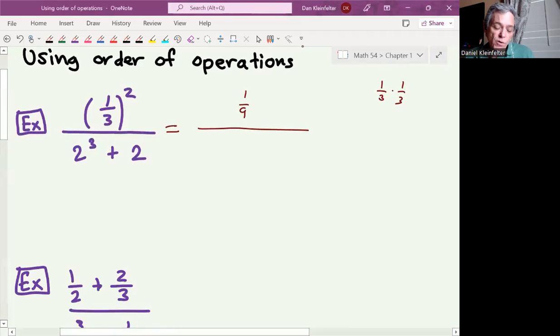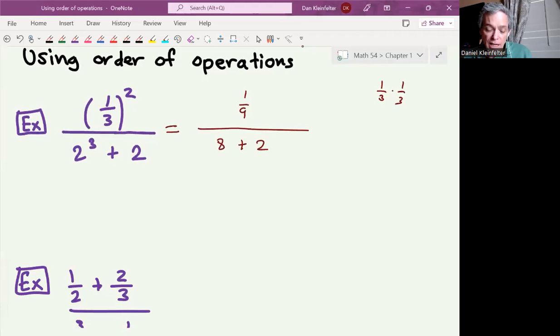Down below, we have 2 cubed plus 2. 2 cubed is 8. And then 2 is 2. This will give us 1/9 divided by 10.